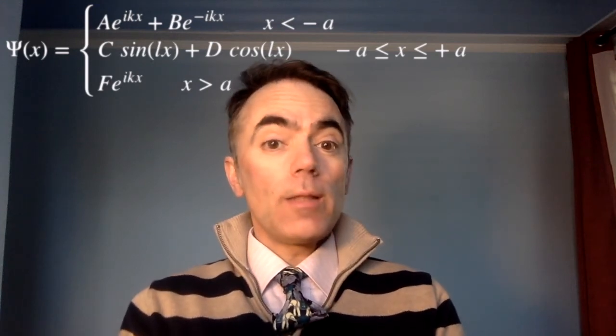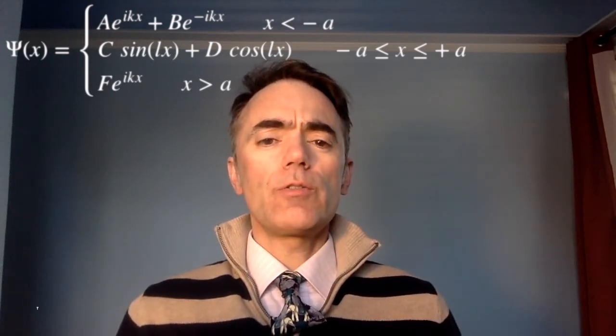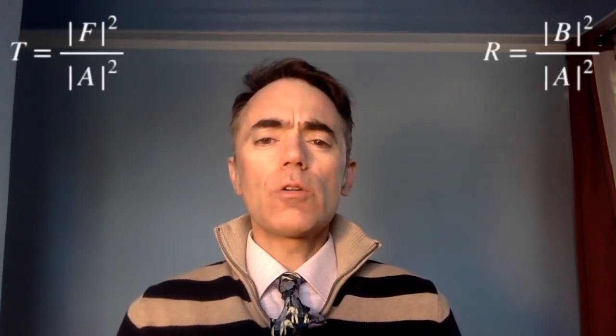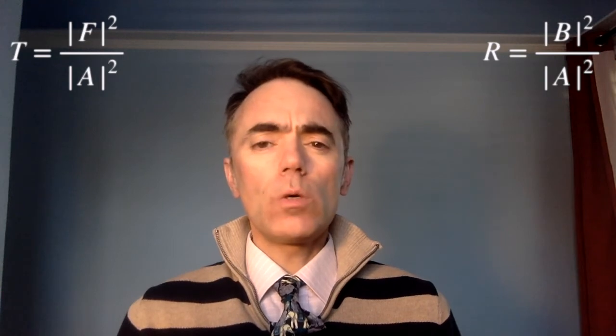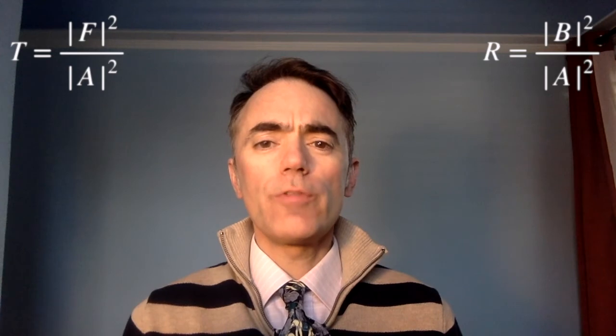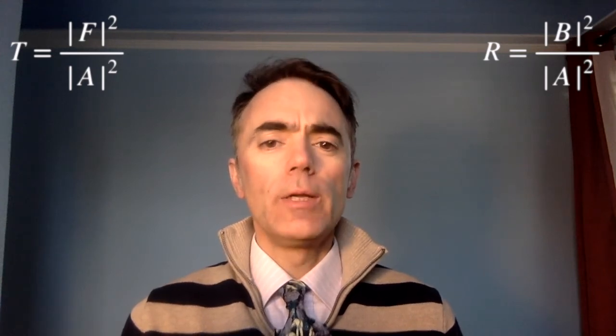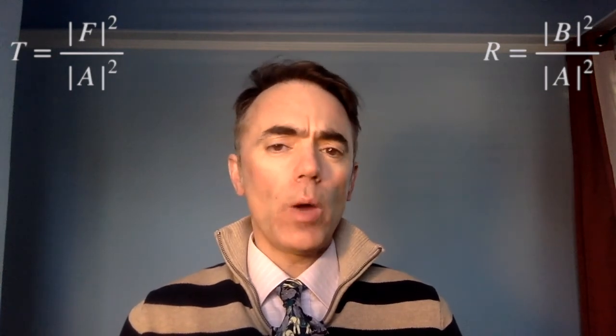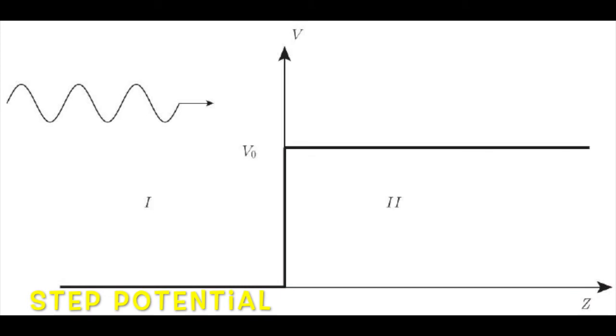It is practical in this type of situations to define the transmission coefficient and the reflectivity coefficient. Transmission coefficient is defined as F squared over A squared absolute value. This is the ratio of the coefficient associated to the outgoing wave, leaving the well to the right, and the coefficient of the incoming wave. With all these we have seen so far, we can attempt to solve the step potential, a potential that is 0 for negative x and V0 for positive x.